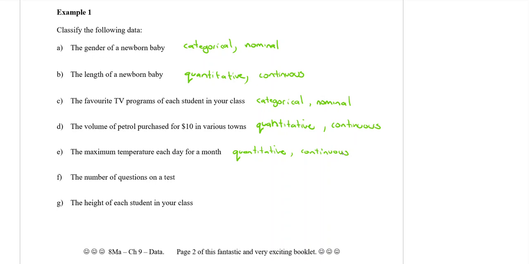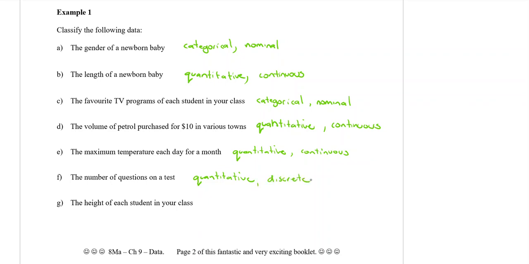The number of questions on a test, quantitative or categorical? The number, I'm giving it away, the number of questions. I'm asking for a number, so it's quantitative. Is that number discrete or continuous? Discrete, because there is an exact number of questions.